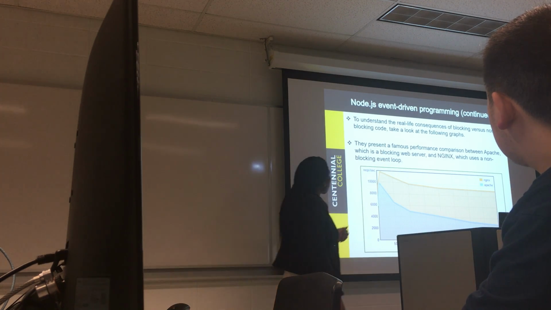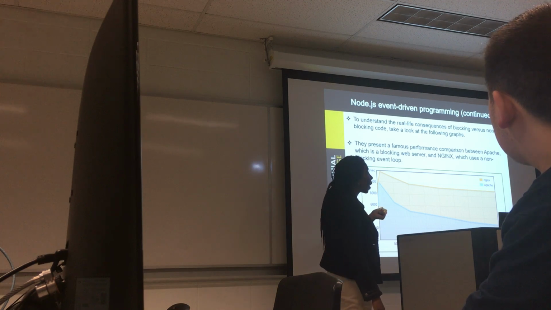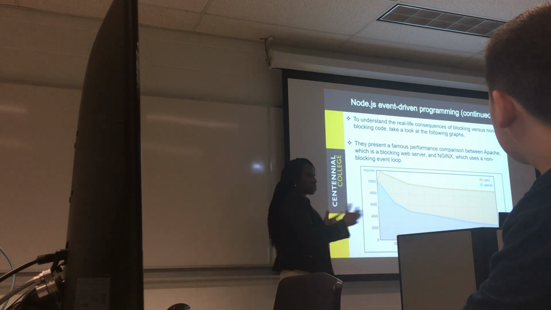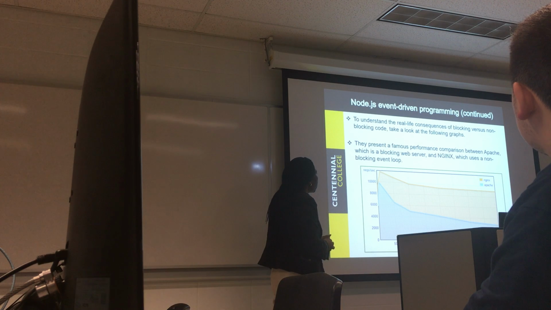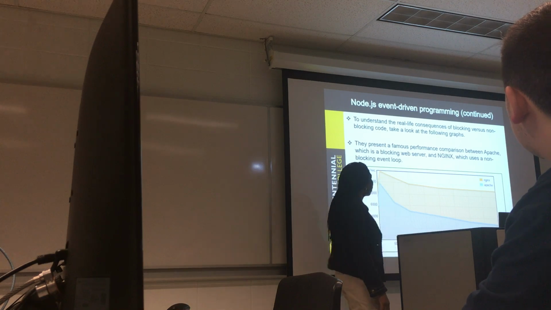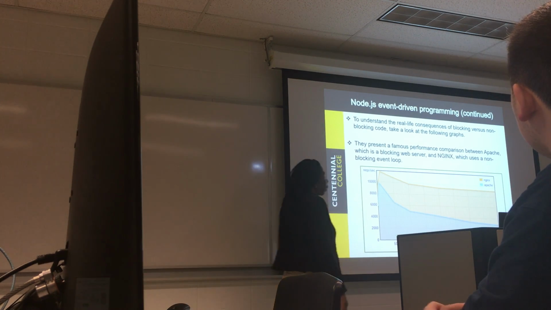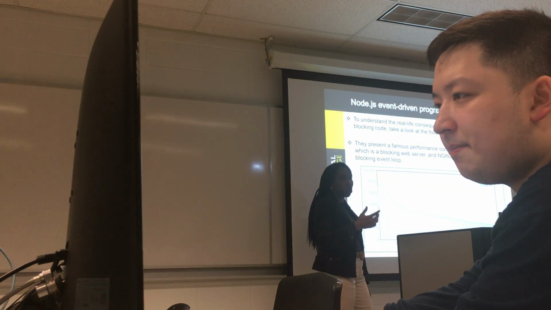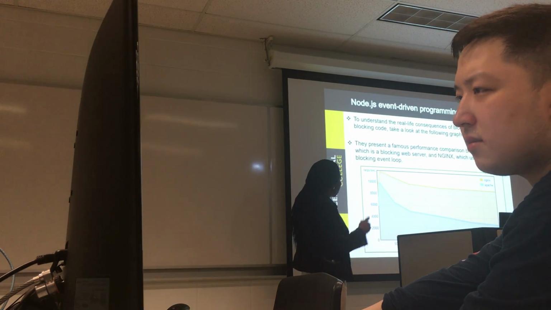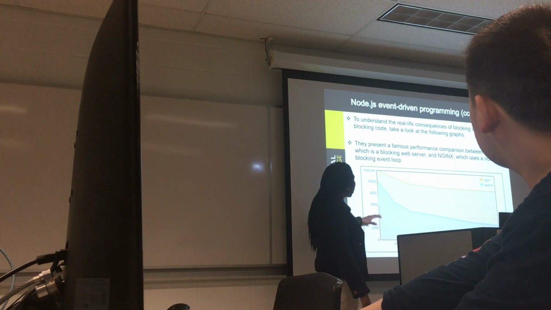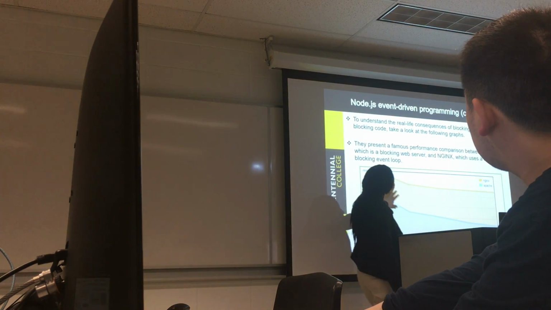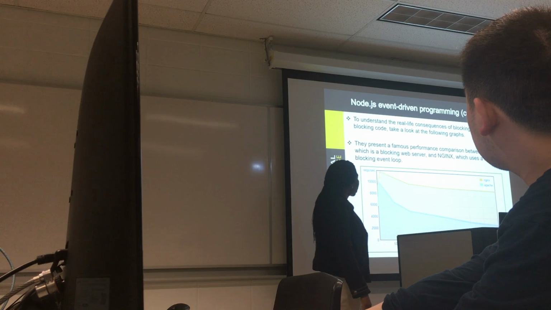So let's look at the real life consequences of blocking versus non-blocking code. If your code is non-blocking, it's executed seamlessly. This chart gives a comparison of Apache and Nginx. Apache is a blocking web server. Remember at times when you are trying to upload or run, it will tell you that something is blocking. So this blue, or if you call it green, is Apache. The other one is Nginx.